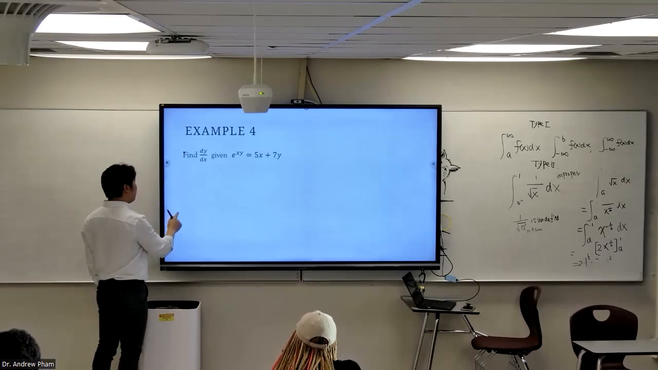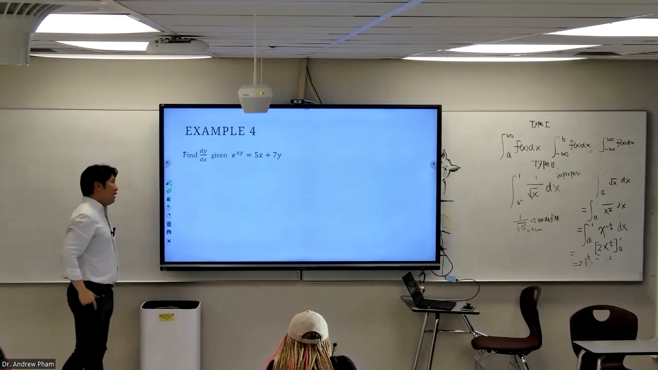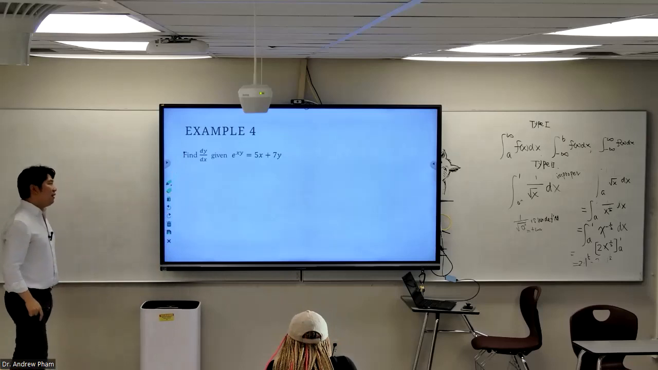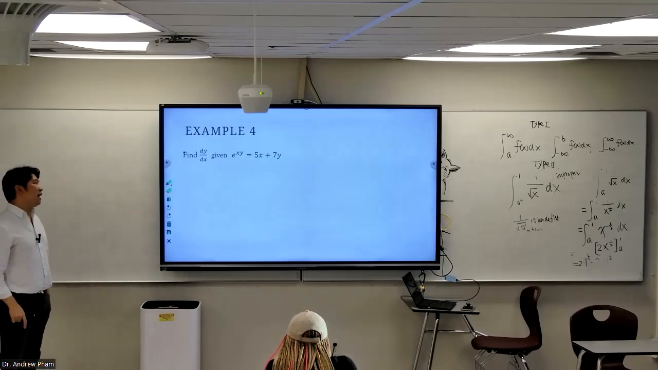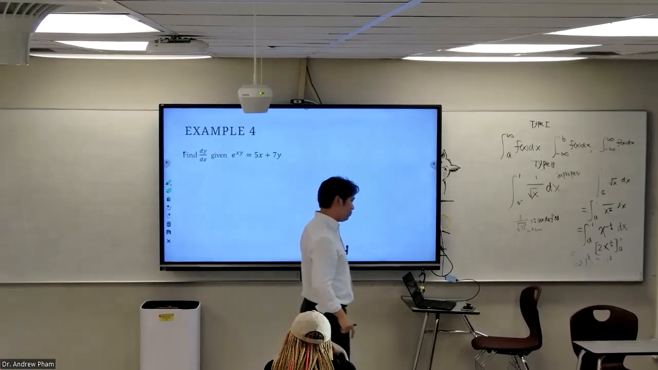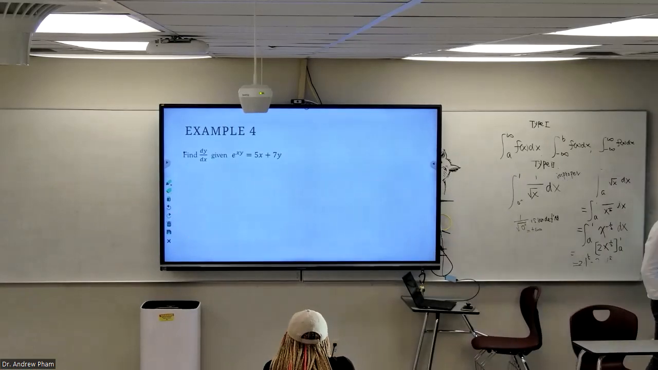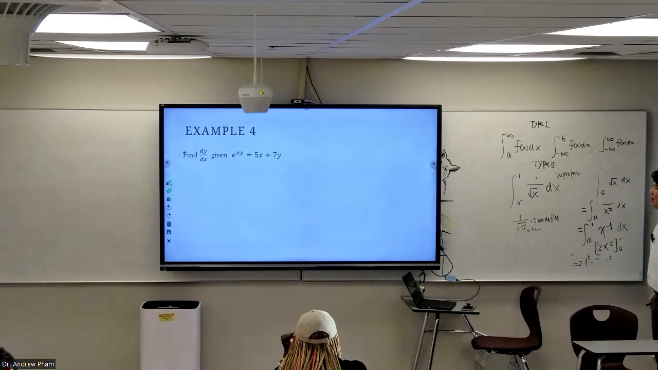Okay, so something like this. Again, give me the derivative of y, given that I have e to the xy power is equal to 5x plus 7y. I'll give y'all a moment to write this down. And let's talk about how we'll take this problem on.